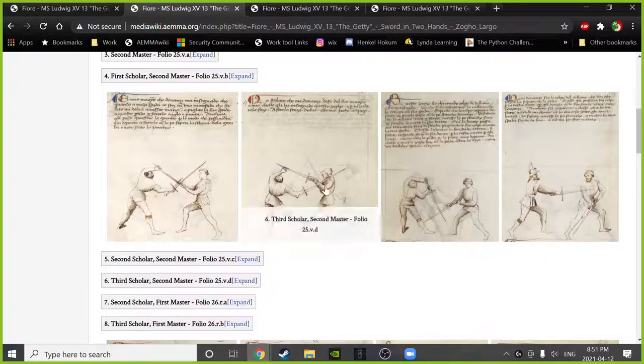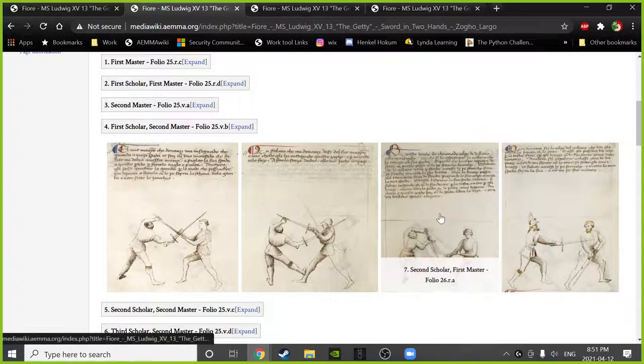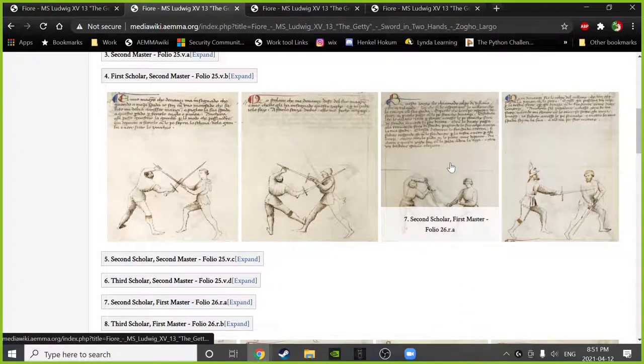So very cool, right? Very, very interesting that he shows us the blade grabs, and with not that much commentary as well, which is also curious. Okay? Any questions about that? I just have a quick one.